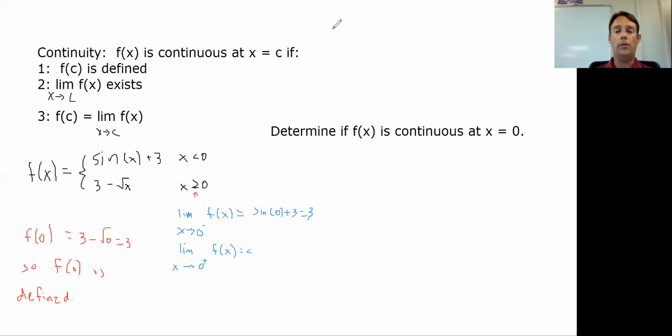And that would be, not that, 3 minus root 0, which would be 3. So, since they're the same, that means that it exists and that it equals 3.